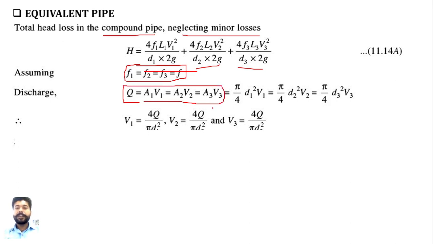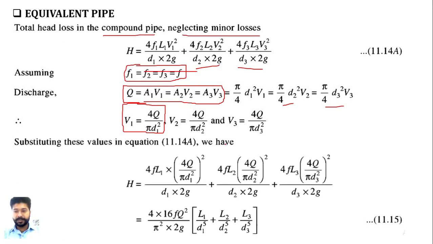Over here let's put the value of area: A1 is pi by 4 d1 square, A2 is pi by 4 d2 square, and A3 is pi by 4 d3 square. So we can write that and find out the velocities V1, V2 and V3 in terms of Q divided by pi d1 square, pi d2 square and pi d3 square.